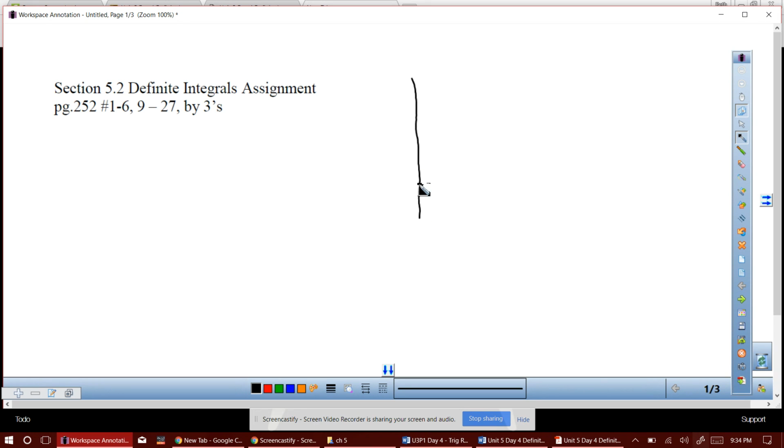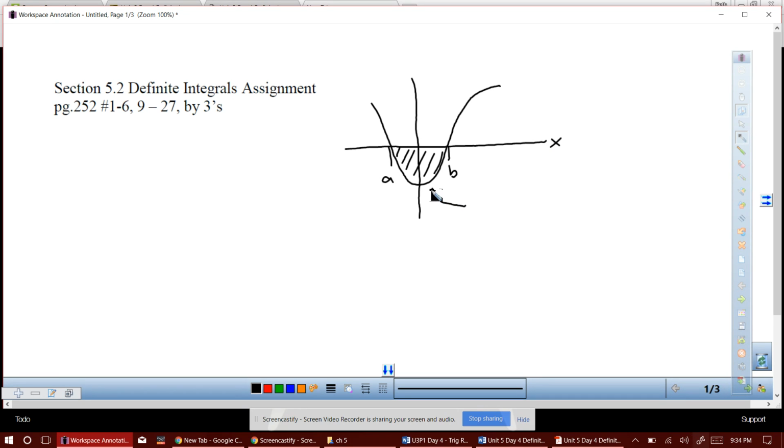And one of the things I need you to understand, it's in the notes, is that if I'm doing the integral, and let's say I have a curve that goes like this, and maybe I want to integrate from A to B. You'll notice that this area is under the x-axis. And so the notes tell you that this will be negative area because it is below the x-axis. That is probably one of the biggest concepts that you need to understand.